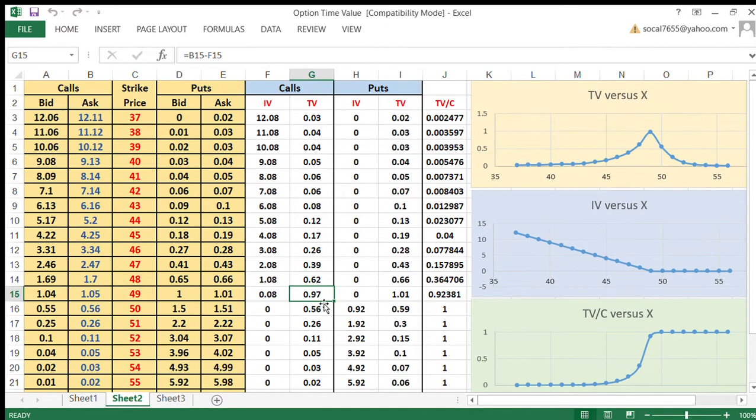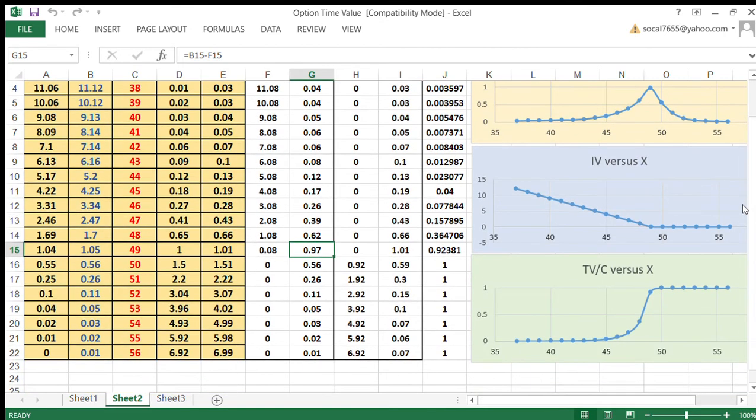And so that's how the time value behaves when we follow the time value for options going through the range of strike prices. It rises then falls. And I have a chart right here that is going to show that for us.